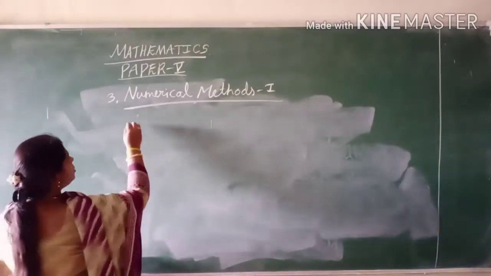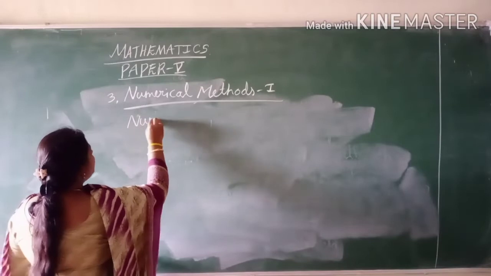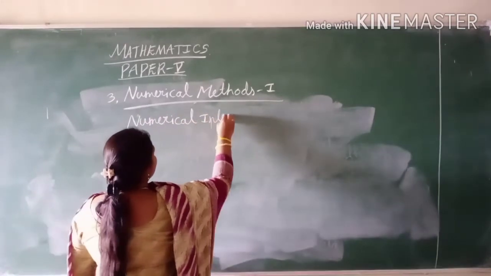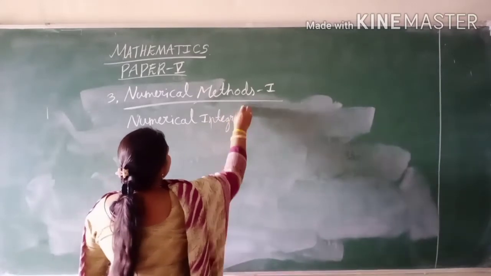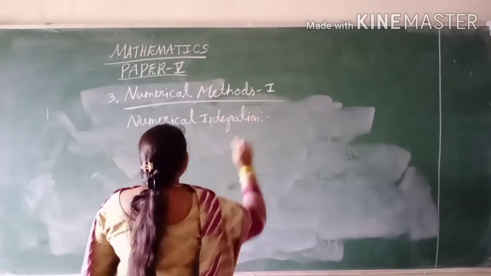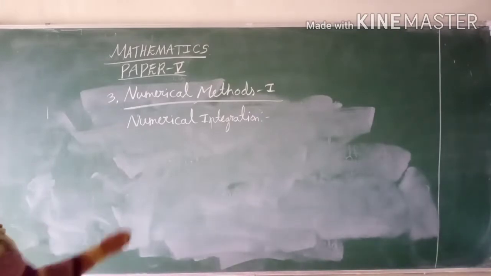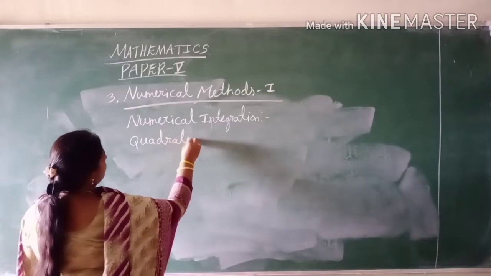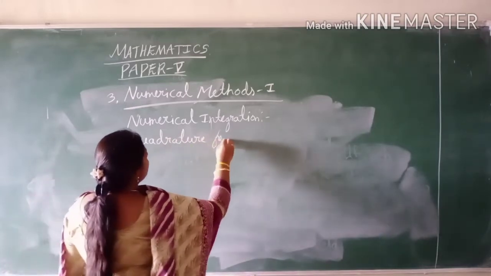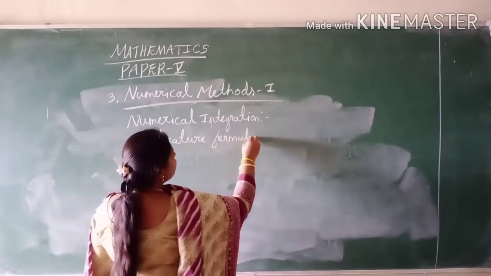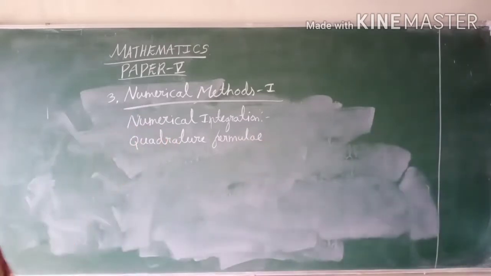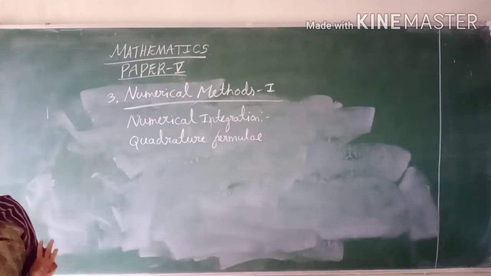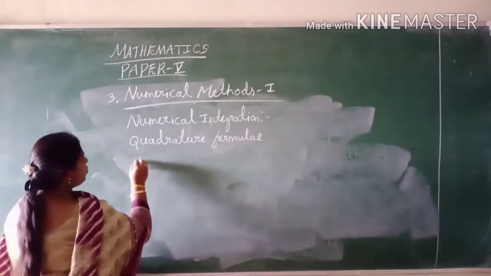The next concept in this unit is numerical integration. In numerical integration, you will learn the quadrature formulas. Formula is singular, formulae is the plural of formula. In the quadrature formulas, there are three types of formulas we are using. That is the trapezoidal rule.